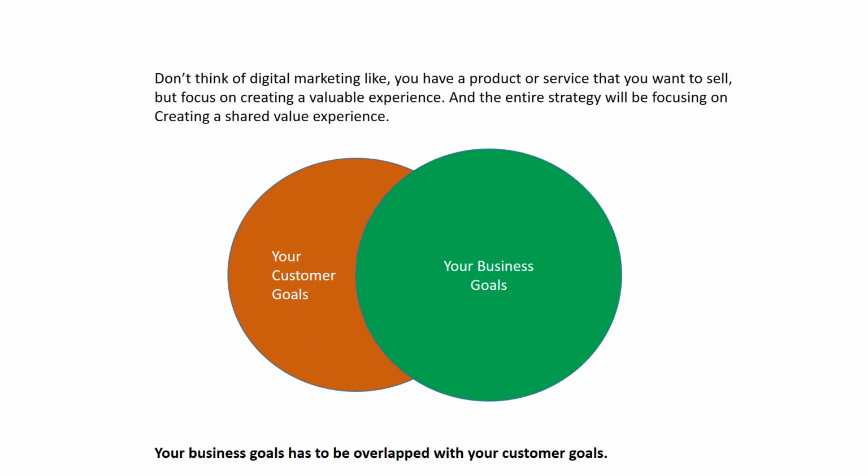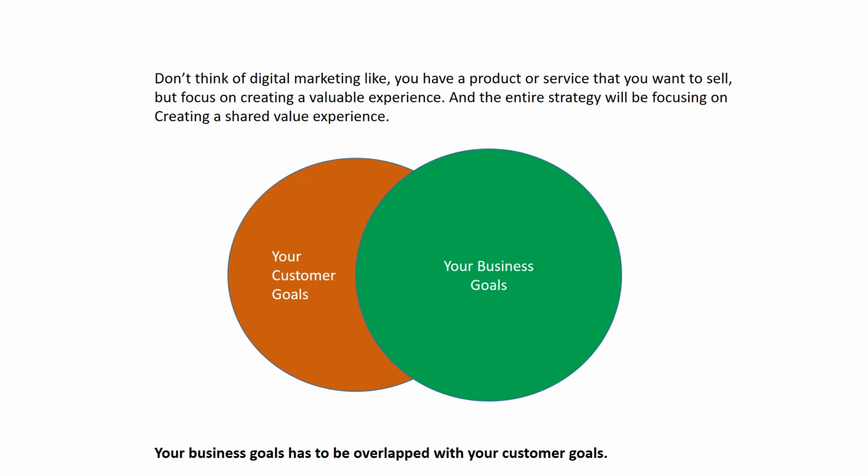Let's see figure 4, and let's take an example of a restaurant or a hotel business. Here, the hotel's goals have to be at some point overlapping with their customer goals. That could be about creating a great dining experience for the visitors and providing the best room service at all times and keeping the hotel clean and maintaining a pleasant ambience. Similarly, online marketing should be done with shared value experience in mind.